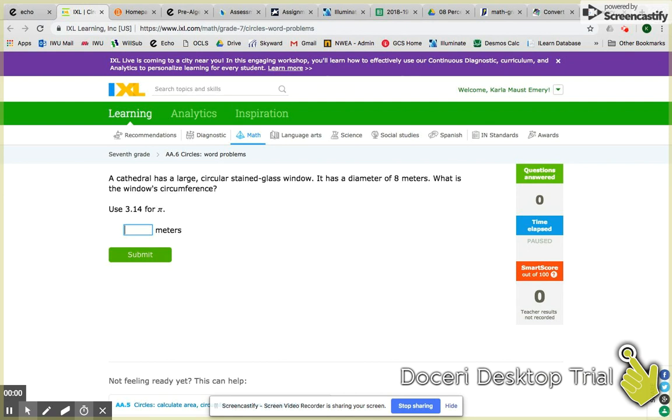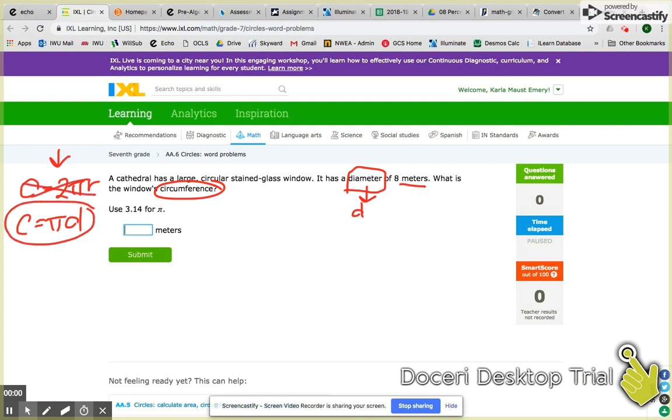So as we know, we have two different circumference formulas. We either have C is equal to 2 pi r, or we have C is equal to pi times the diameter. In this case, we want to read the problem and think about what it gives us. It gives us that the diameter is 8 meters, and we are trying to find the circumference. So we're going to use one of these two formulas. But since it gives us the diameter, and the diameter is d, we are actually going to use the one that has the d in it, right?